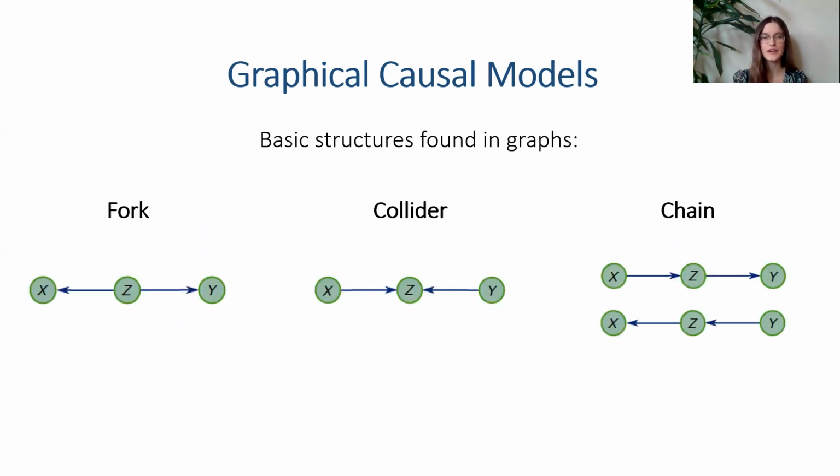Basic structures that we can find in DAGs are the following. First, a fork. Here, z is the common cause of x and y. In this case, we say that z is a parent of x and y. Second one is a collider. So here, x causes z and y causes z. In this case, we would say that z is a child of x and y. And the last one is a chain. So we just have an arrow from x to z to y, or in the other direction.